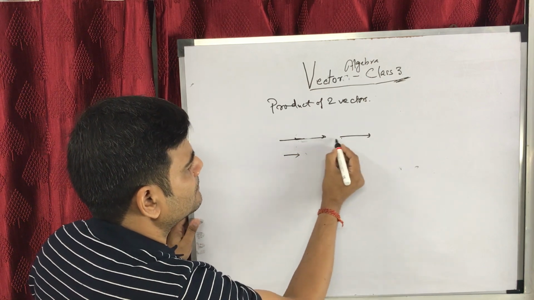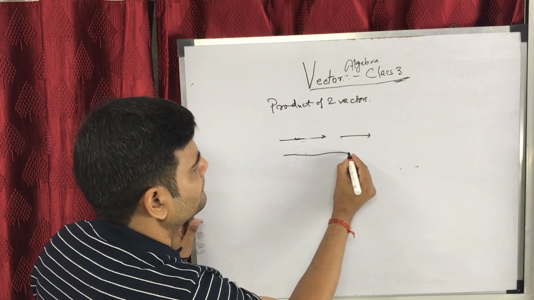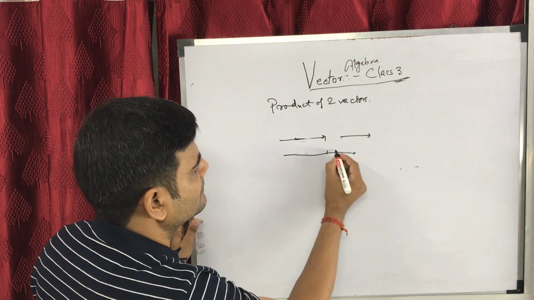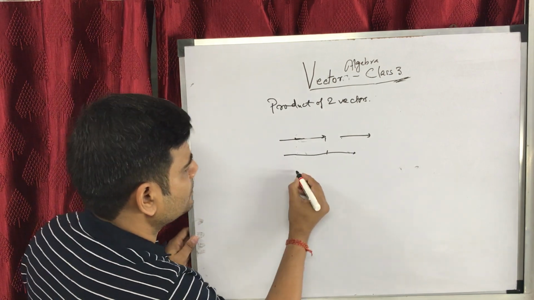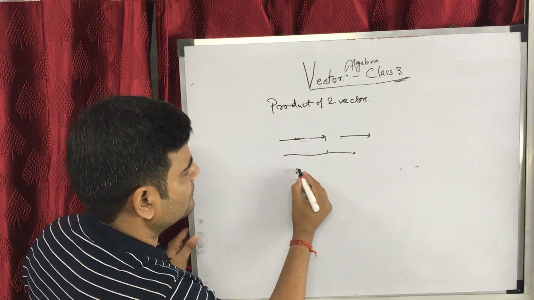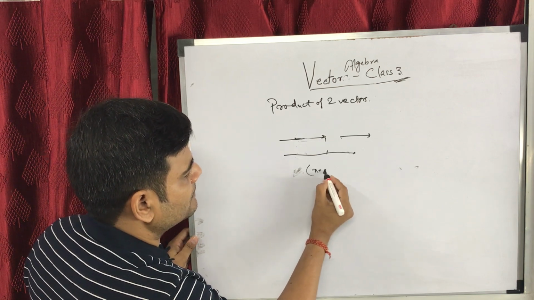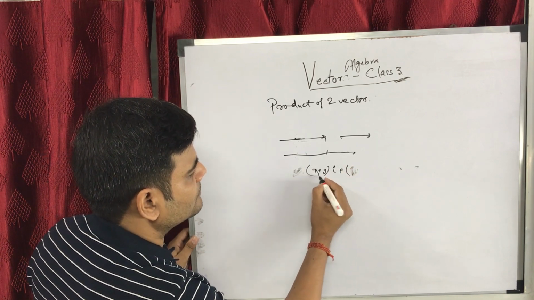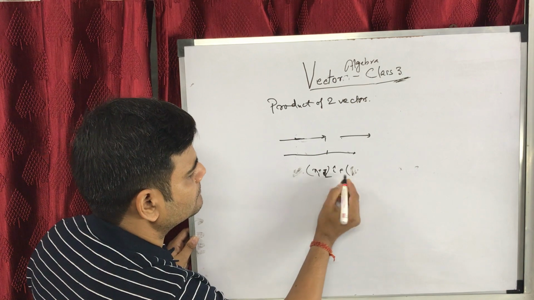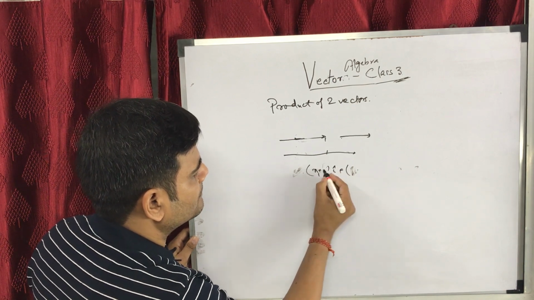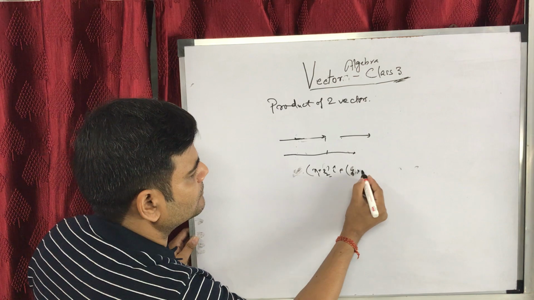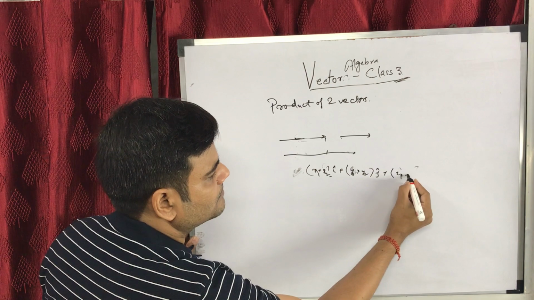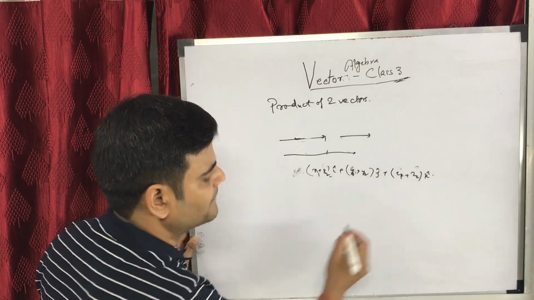Summation of two vectors will simply be a big line, this plus this. But in vector language you have to add the i components, the j components and the k components: x1 plus x2 i cap, y1 plus y2 j cap, z1 plus z2 k cap, which we did just now.